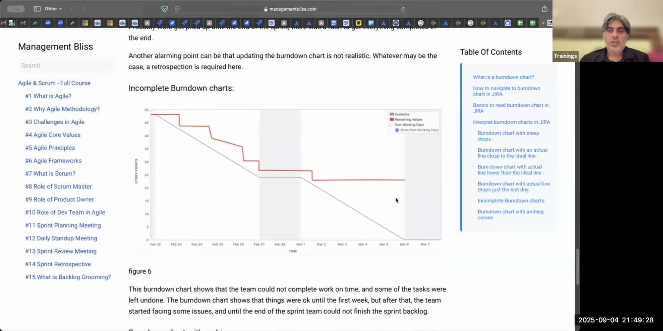Spillover looks like this. See, this line does not even reach here, which means all these points we did not complete. This is a spillover. We had to do all. See, this red line has to reach 0. If it has not reached 0, which means we have not done our stories.